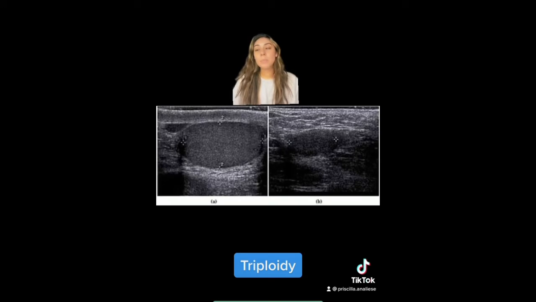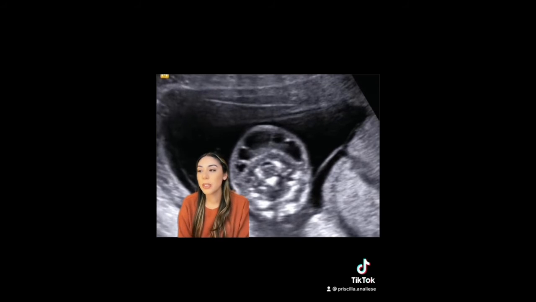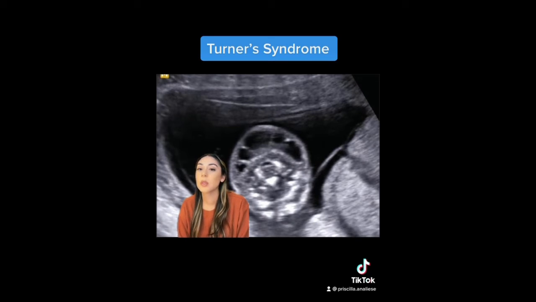So just to wrap up triploidy, just remember it is 3 complete sets of chromosomes, and most will spontaneously abort. Our next topic is Turner syndrome. This is a genetic abnormality marked by the absence of the X or Y chromosome. This happens in every 1 in 2,500 live births. It is not associated with advanced maternal age.